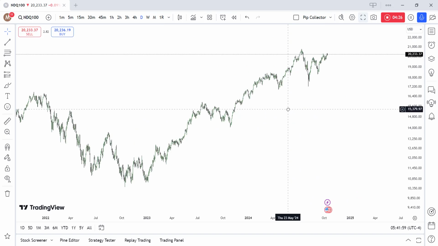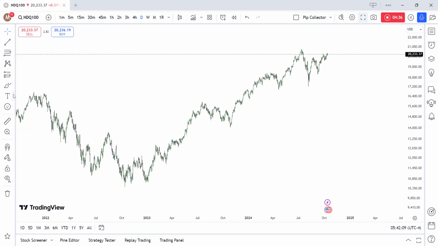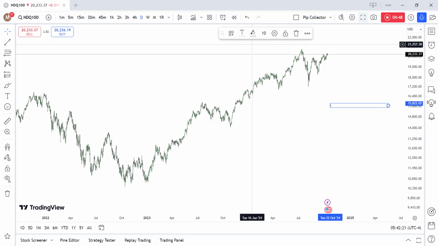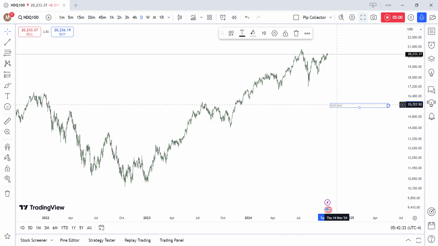Just to emphasize something: once you start doing top-down analysis, it's very important to have a side note so that you can write down your analysis. On a weekly chart, you'll find that, just a moment, I don't know why this color isn't working. Sorry, let me use black. So we have the weekly chart.